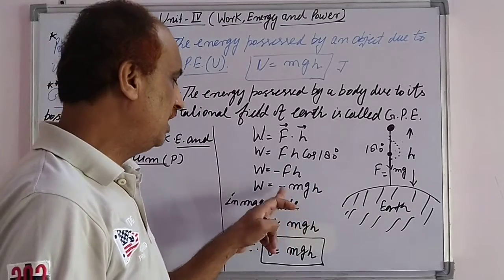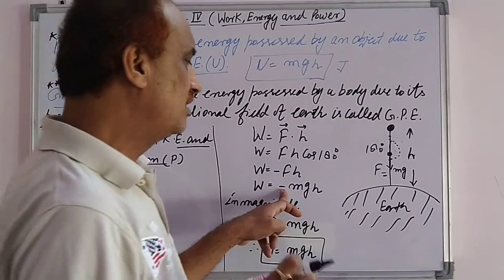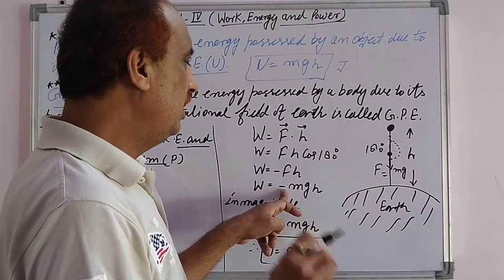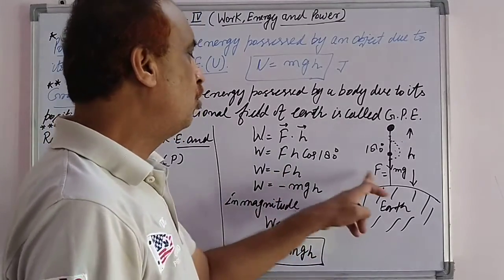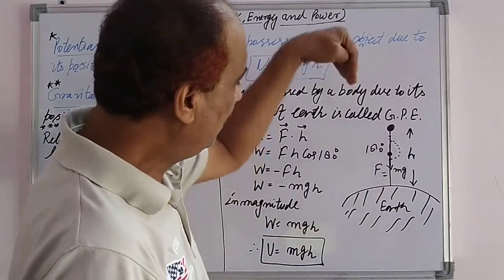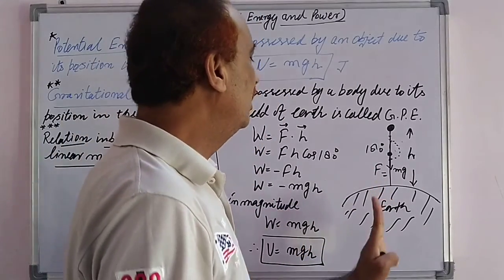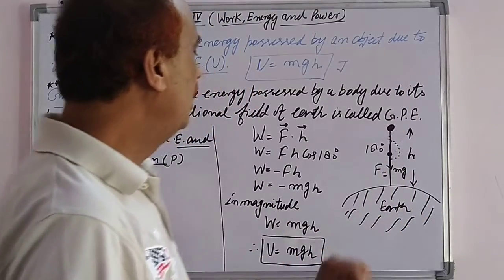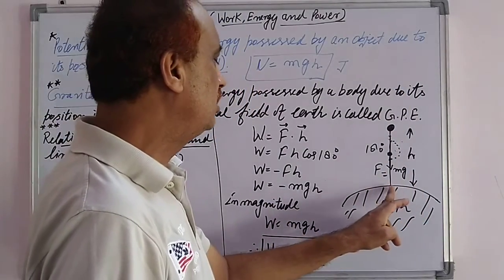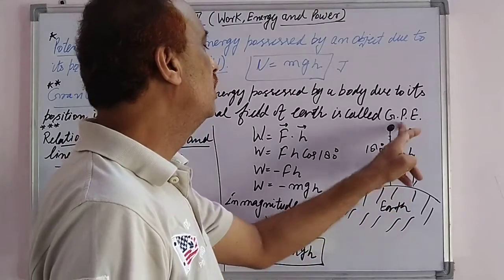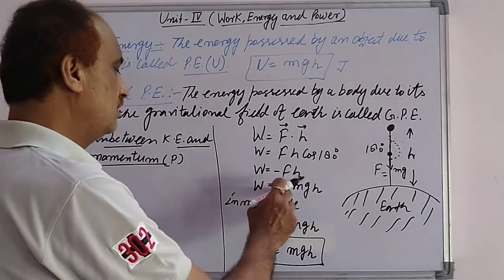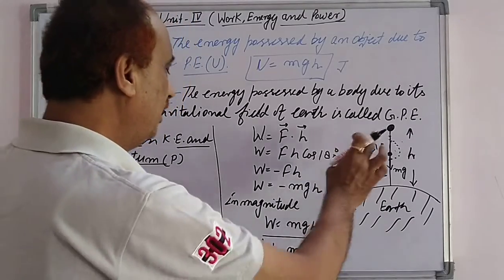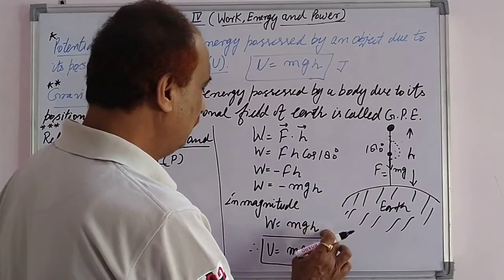This minus sign indicates that the displacement produced in the body is opposite to the force acting on the body, because the force is acting in the downward direction, and the displacement in terms of height is acting in the upward direction, because the body is displaced from the earth surface to a particular height h. So this minus sign indicates the direction only. So in magnitude we can write W equal to mgh.